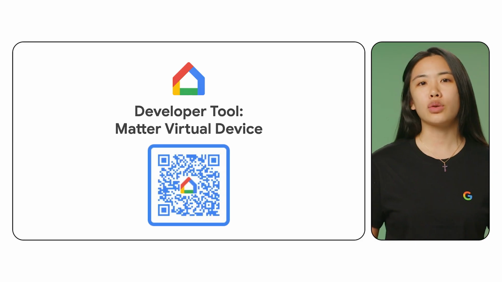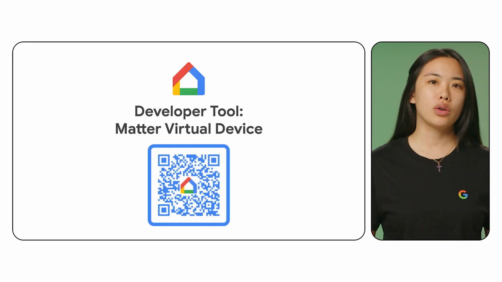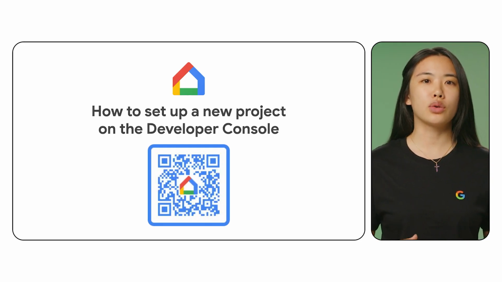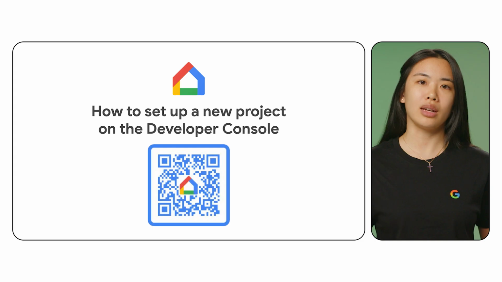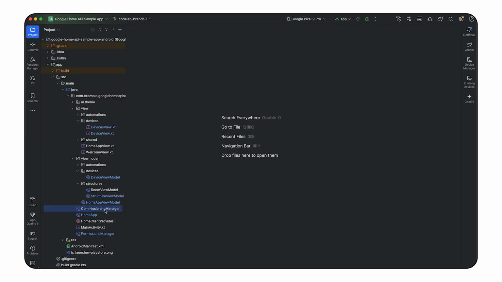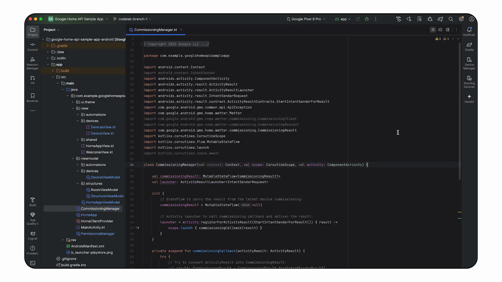If you're using Matter Virtual Device, offered on our Developer Center, instead of a physical Matter device, you'll also need a developer project on the Google Home Developer Console. For more details on this process, please follow the instructions at the QR code displayed on the screen now. Once you have your Matter environment set up, we're ready to use the Commissioning APIs.